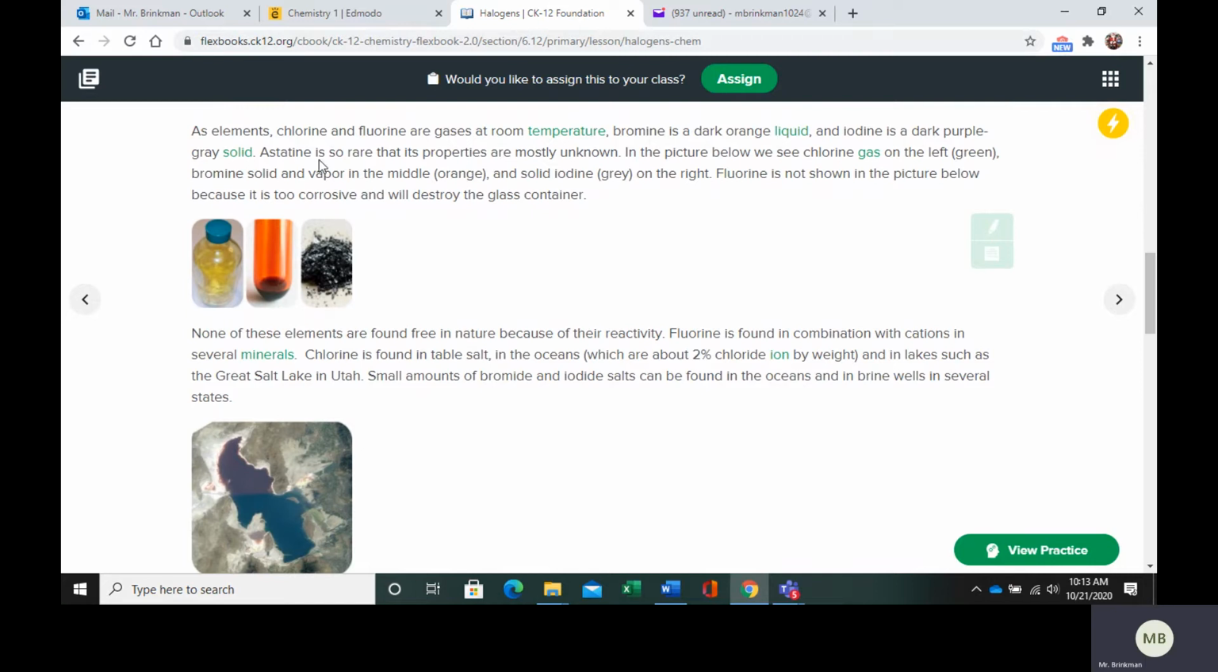So, physical properties of halogens. Chlorine and fluorine are going to be gases at room temperature. Bromine is going to be a dark orange liquid, and iodine is going to be a dark purple gray solid. This is at room temperature. Astatine is going to be very rare, so we don't really know what its properties are. These are pictures of some of these elements: chlorine gas, bromine solid and vapor, and then iodine.